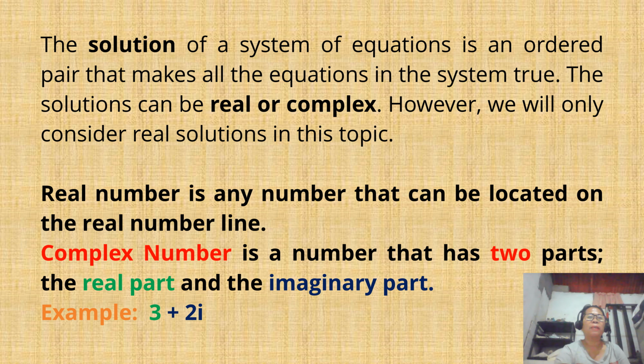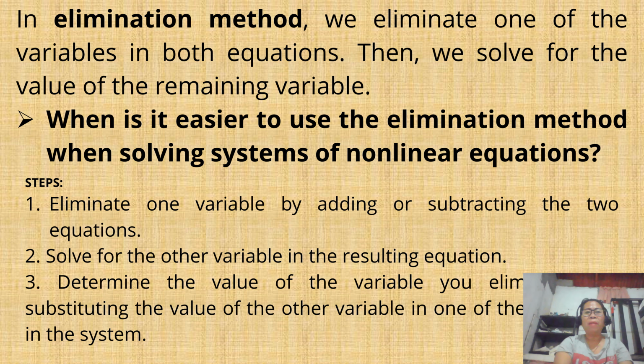In the elimination method, we eliminate one of the variables in both equations. Then we solve for the value of the remaining variable because we have already eliminated the other variable. So when is it easier to use the elimination method when solving systems of equations? Let us consider the different steps. Step 1, eliminate one variable by adding or subtracting the two equations. Second, solve for the other variable in the resulting equation. Then the third step, determine the value of the variable you eliminated by substituting the value of the other variable in one of the equations in the system.